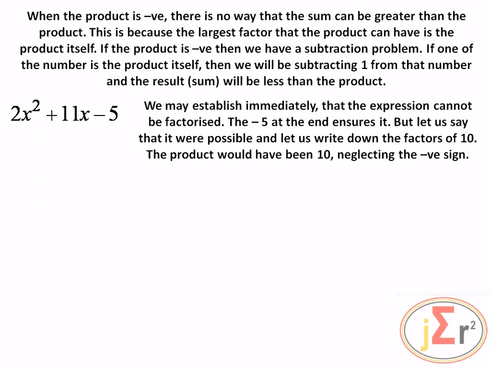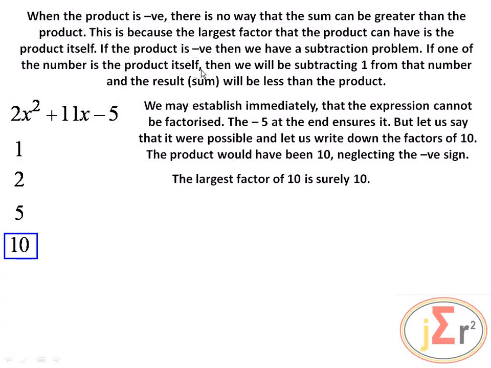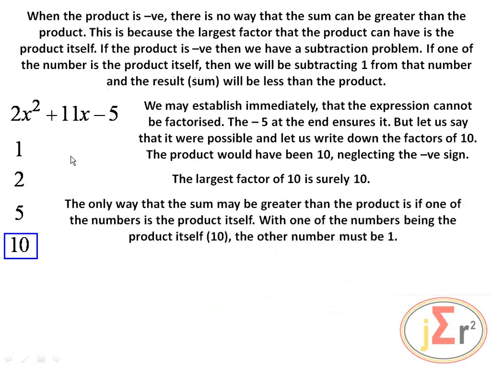So we may establish immediately that the expression cannot be factorized. The negative 5 that we have there at the end ensures it. But let us say that it were possible, and let us write down the factors of 10. The product would be 10, neglecting the negative sign. The largest factor of 10 is surely 10. The only way that the sum may be greater than the product is if one of the numbers is the product itself. With one of the numbers being the product itself, the other must be 1.